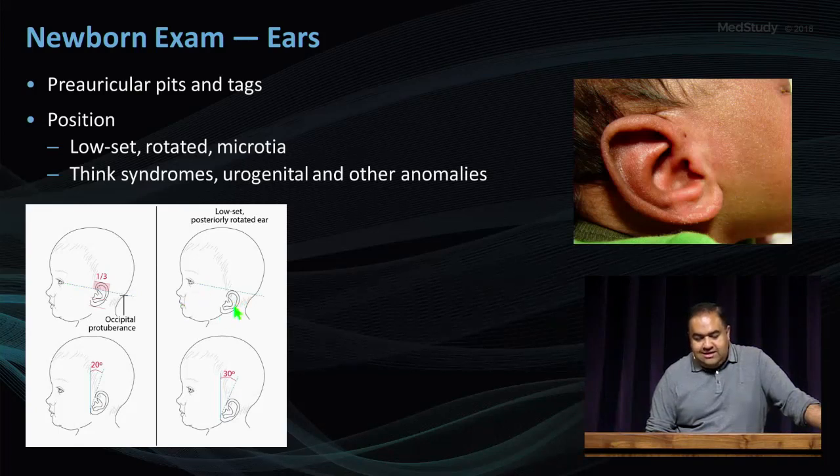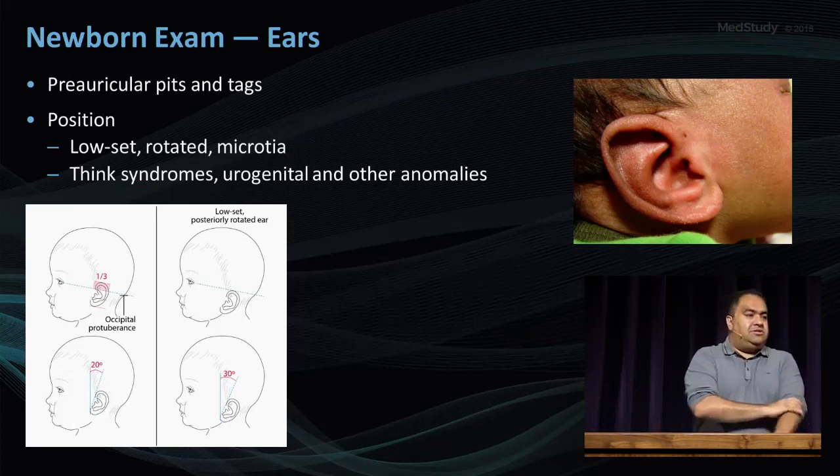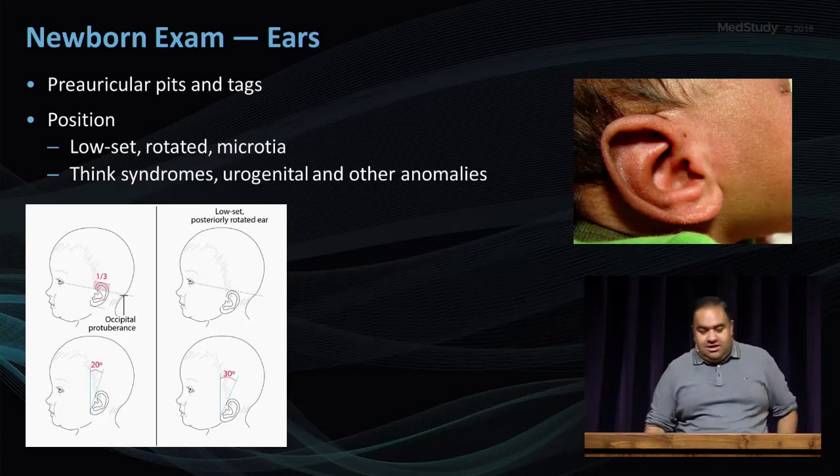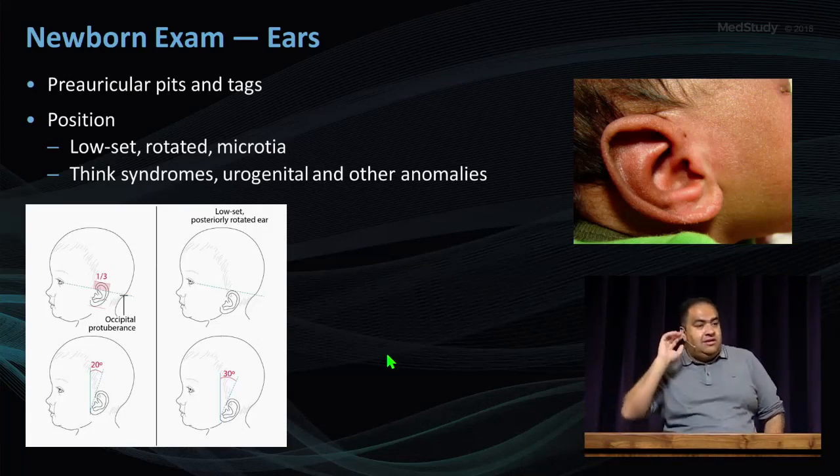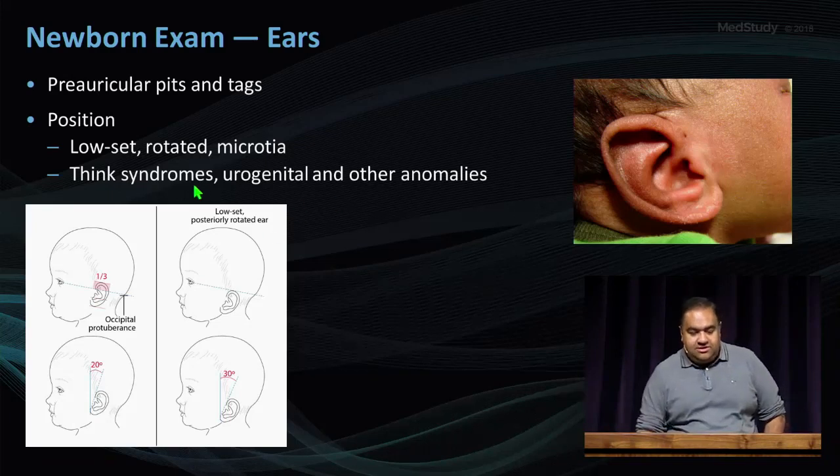Usually, if they're lower set and posteriorly rotated, those kids are probably at higher risk of having some congenital chromosomal anomaly. And it's kind of difficult to see. Or if it's really posteriorly rotated, you worry about, is there a mass effect causing that ear to be so rotated? So think syndromes, urogenital, and other anomalies.